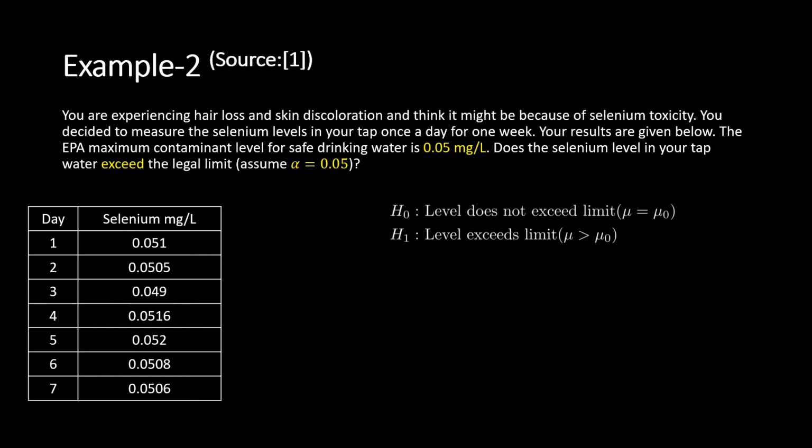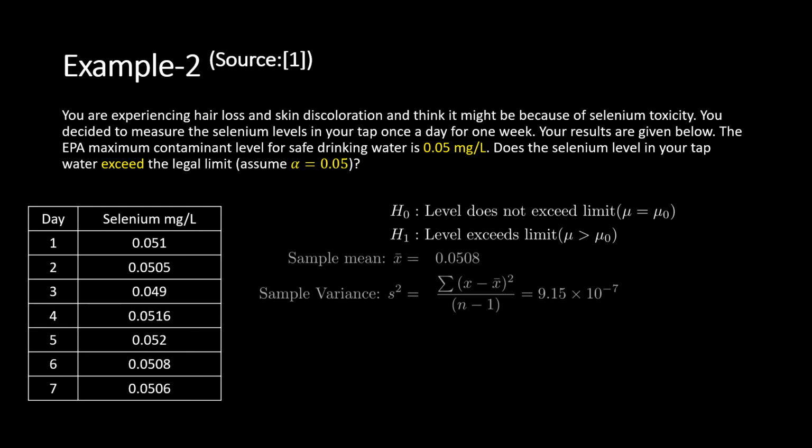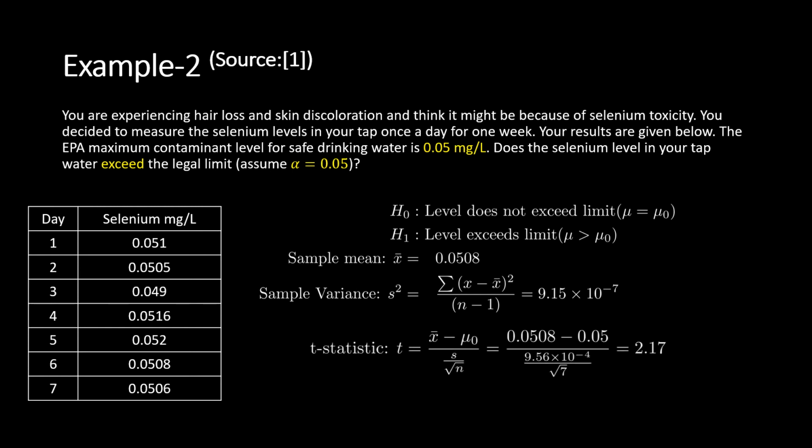The null hypothesis in this case would be the status quo, which is that the levels do not exceed the limit. The alternative hypothesis, therefore, would be that the levels do exceed the limit, and then we can use the data given in the table and the statements to find the sample mean and the sample variance, and then from these we can determine the t-statistic, which comes out to be 2.17.